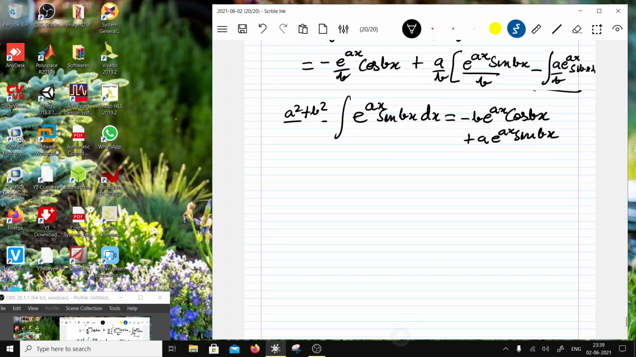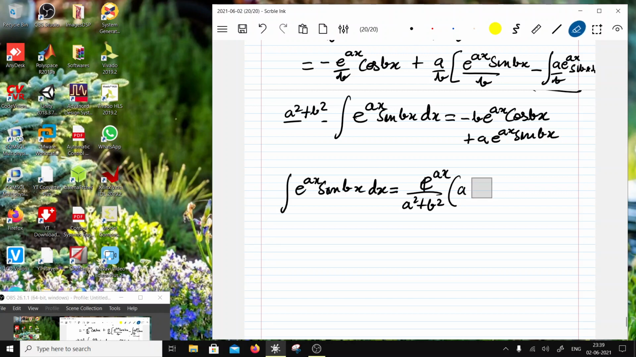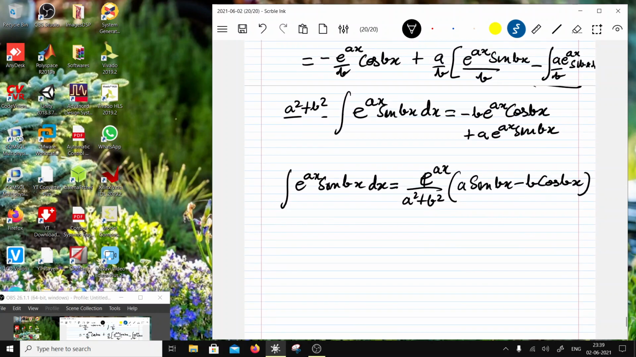Okay, so simple. Integral of e raised to ax sine of bx dx is equal to 1 over a square plus b square times e raised to ax is common, a sine of bx minus b cos of bx. Correct? Okay, so this is done.